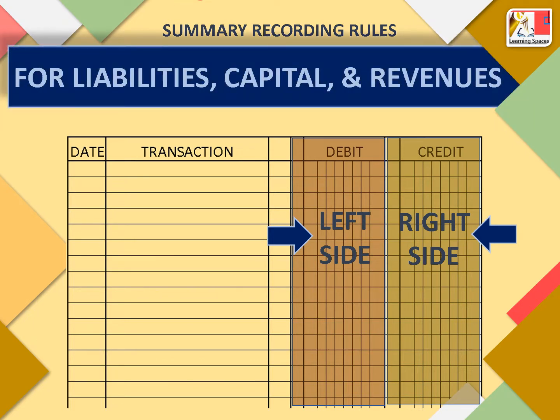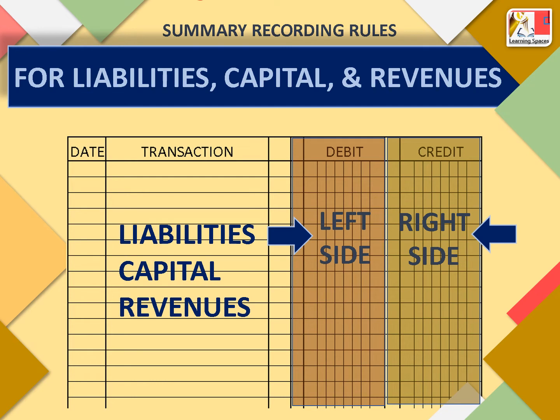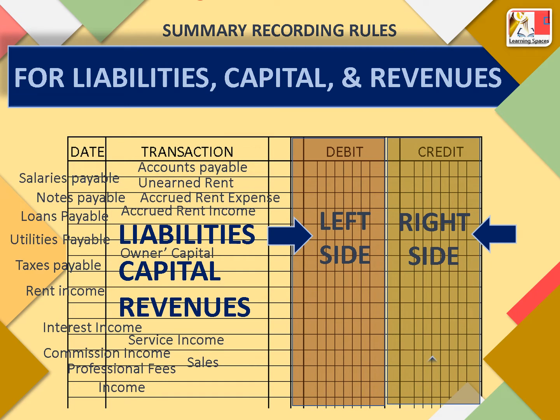Now, for the other three accounting elements, namely, liabilities, capital, and revenues, we will simply reverse the rules. That is right. The rule is simply the opposite. Therefore, the increase side of all account titles belonging to these three elements will be right side, and the decrease side will be left side.